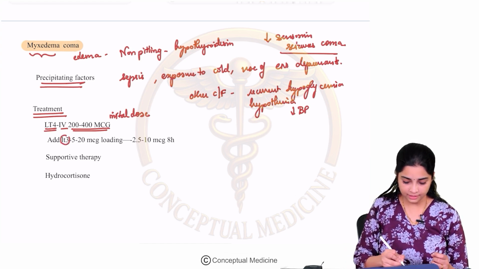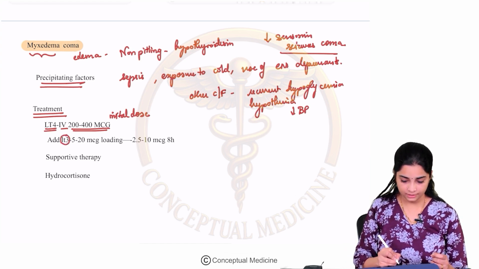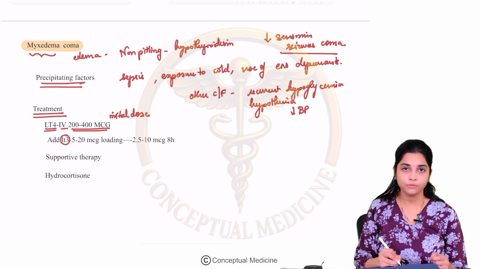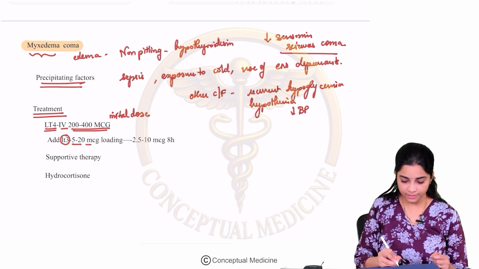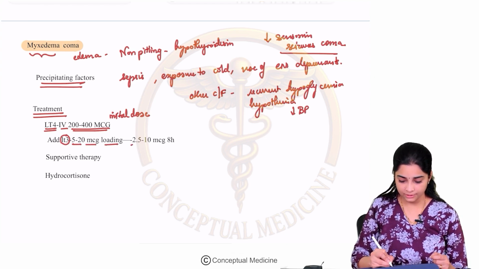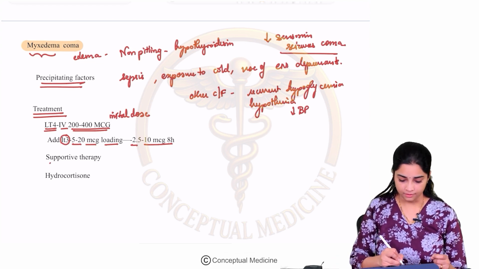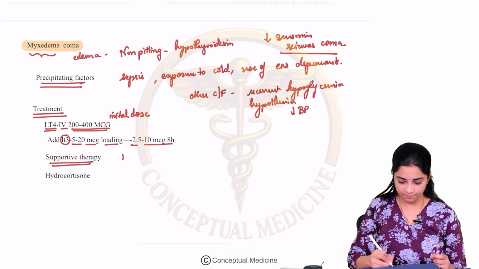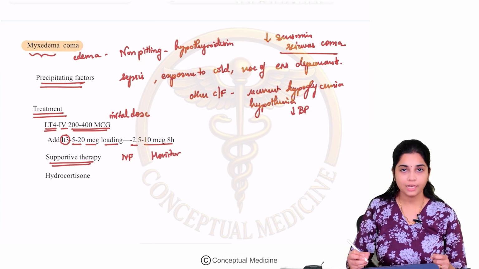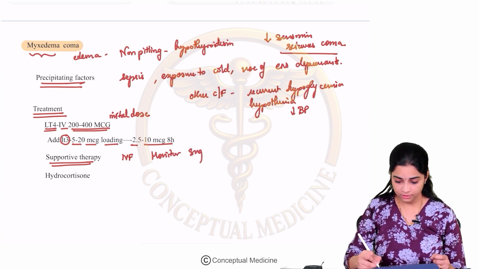When do you give LT3? Once the LT4 is given, following that you can give liothyronine at a dose of 5 to 20 microgram loading dose and continue it at 2.5 to 10 microgram 8th hourly. And you have to give a lot of supportive therapy, give them IV fluids, and monitor the sugar, because they are prone to hypoglycemia.